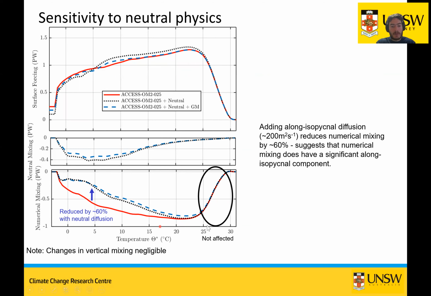At cold temperatures, we get very little change at warm temperatures. So this is again suggesting that there is some along isopycnal component to that numerical mixing, but it's not all there. So there's still some left. And we need to do some more work here to try and decompose that in a little bit more detail.